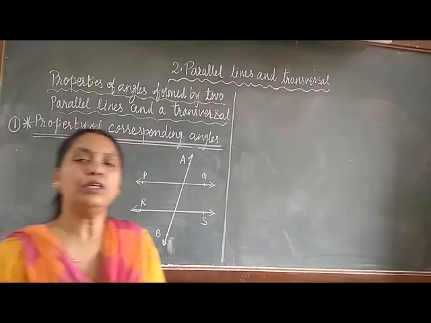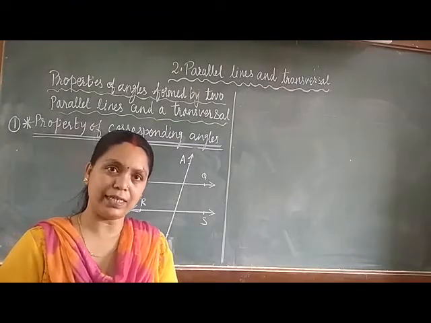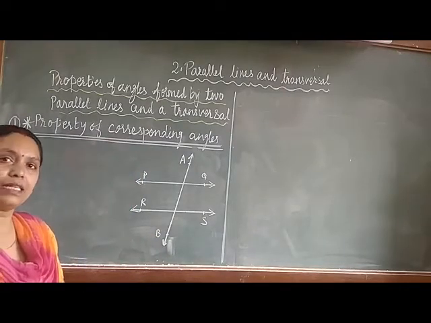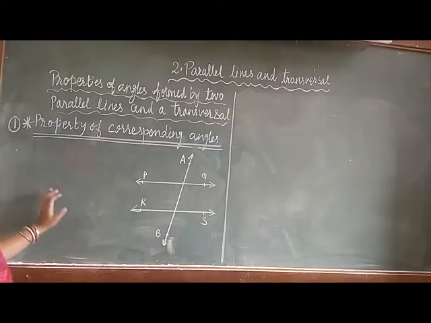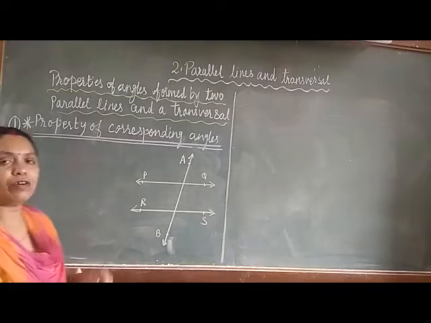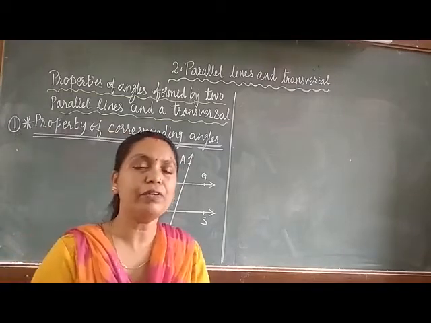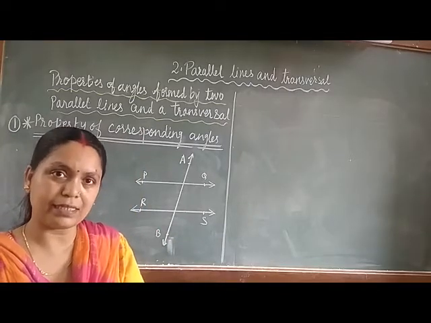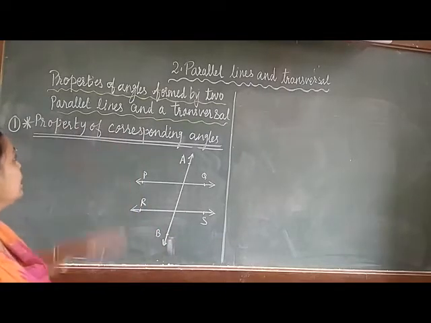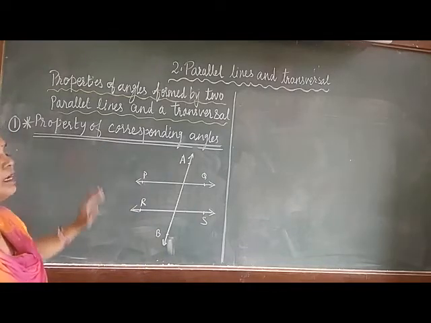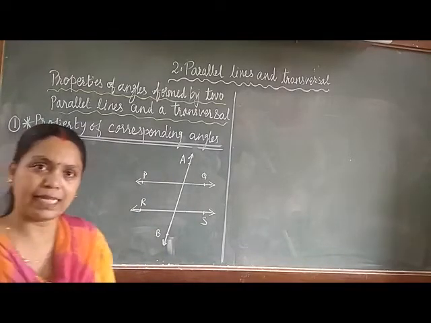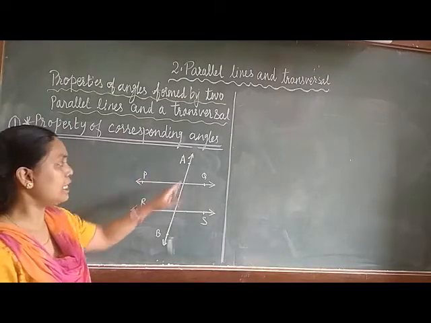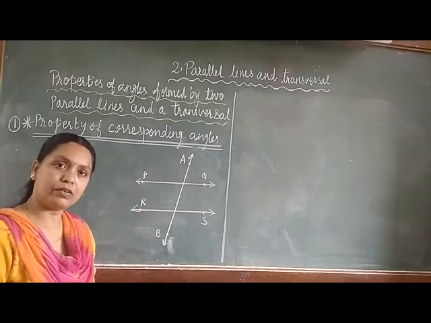Good morning, students. Today we will learn the properties of angles formed by parallel lines and the transversal. Now the first property is the property of corresponding angles. Yesterday you studied what a pair of corresponding angles is. According to this property, a pair of corresponding angles formed by two parallel lines and the transversal are congruent.